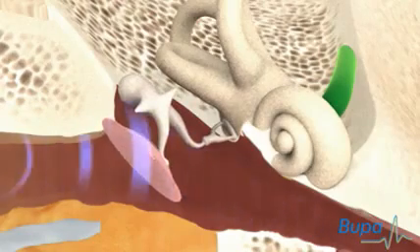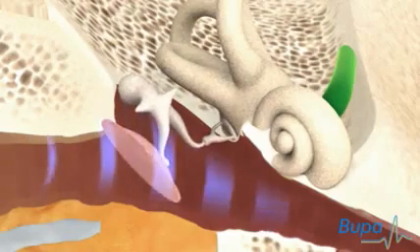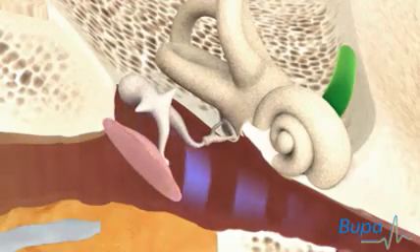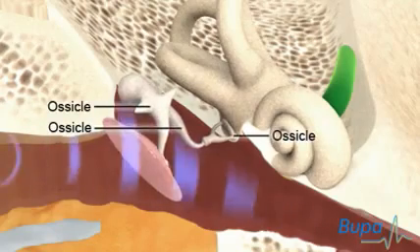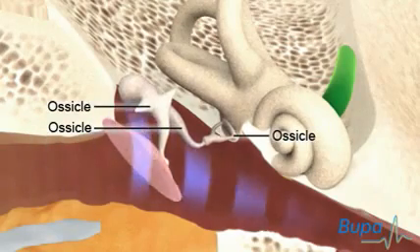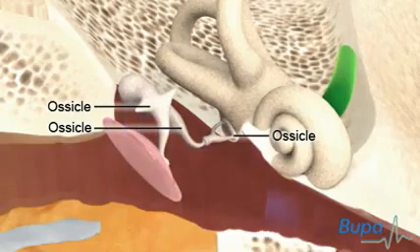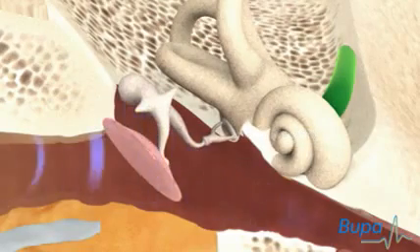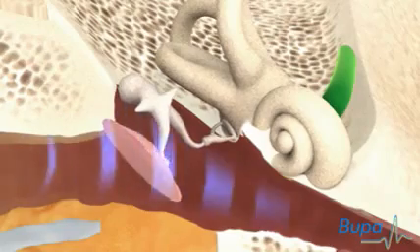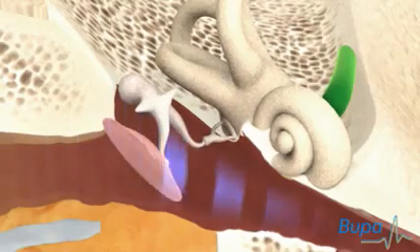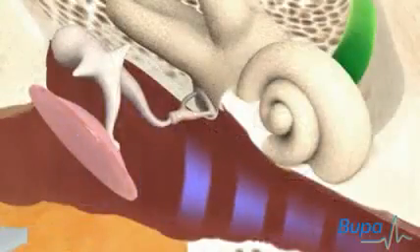These vibrations are then passed on to the middle ear. The middle ear contains 3 tiny bones called the ossicles. These are joined together and to the eardrum. They amplify the sound wave and pass it on to the inner ear. Here we show the ossicles moving in response to the sound waves.